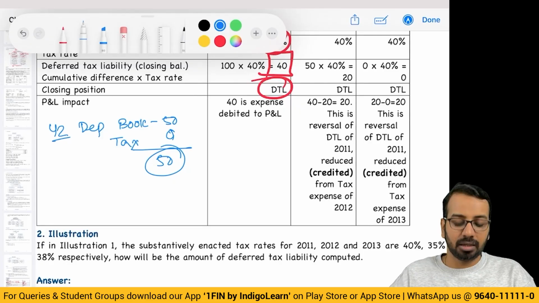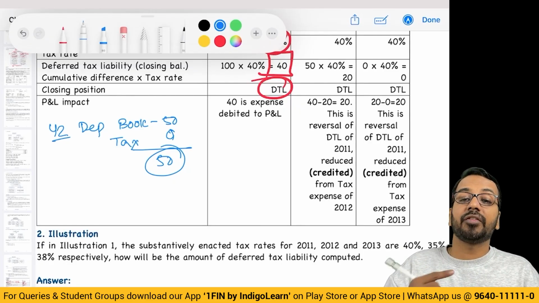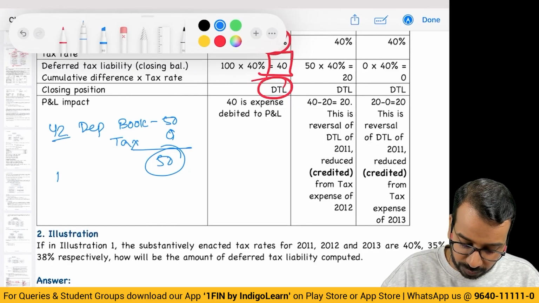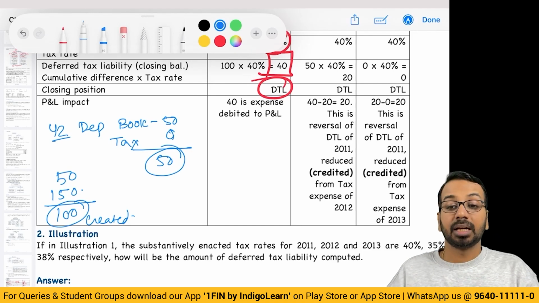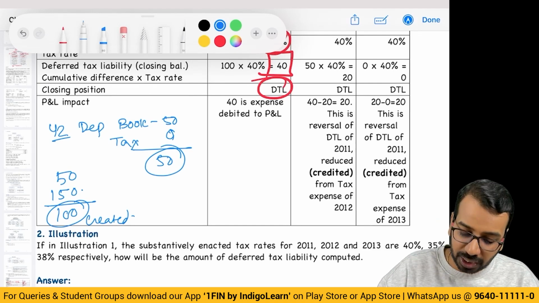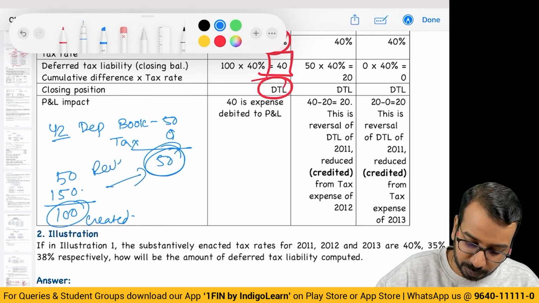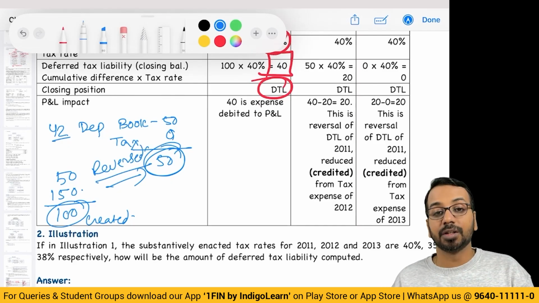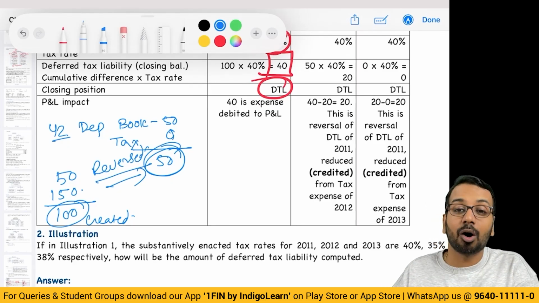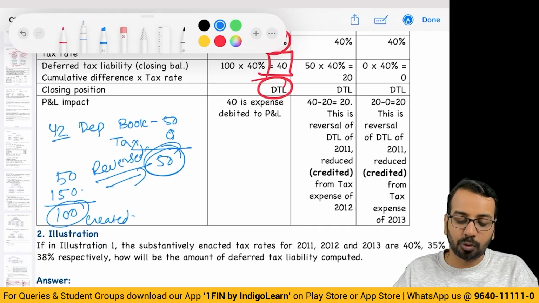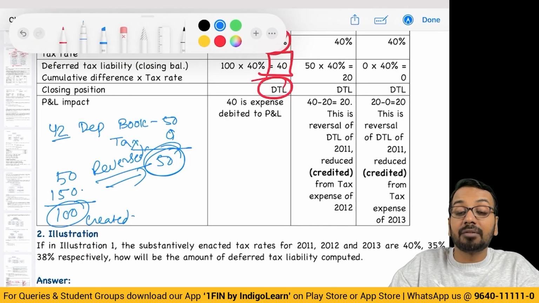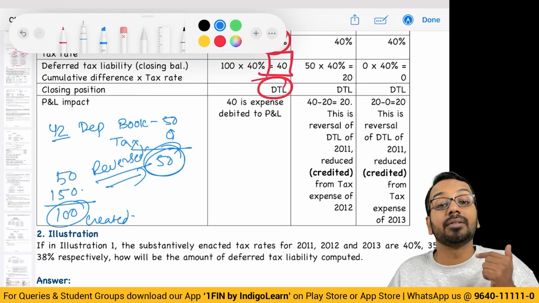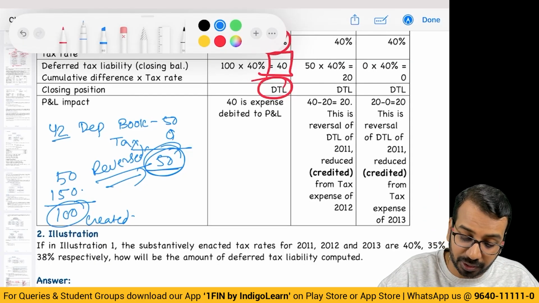Now please understand, this is not a fresh creation of difference. Year 1 was 50 and 150, the difference was 100. This was created in the first year. In the subsequent year it is reversed, right? So this is called reversal of deferred tax liability. First time when it happens, it is a creation. Subsequently, if the difference gets reduced, it is called reversal. So 50 got reduced, reversed.